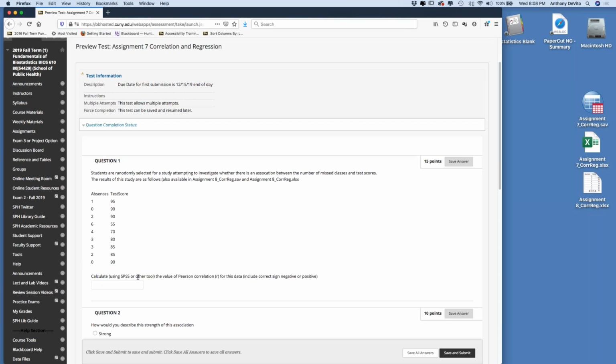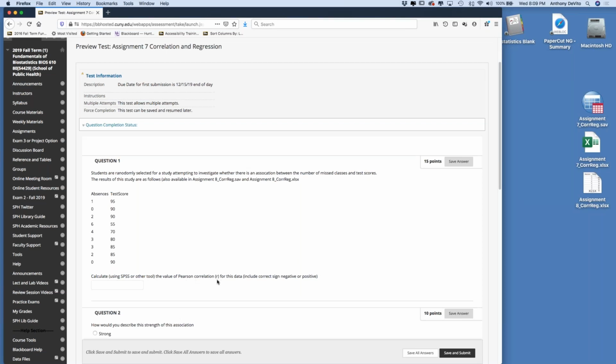So in this first question, we're asked, calculate using SPSS or other tool. I don't think on a practical basis it's going to be another tool, right? For us anyway. If you know R, you could use R. Excel is not probably a great tool for this. Calculate using SPSS or other tool the value of Pearson's correlation, r.